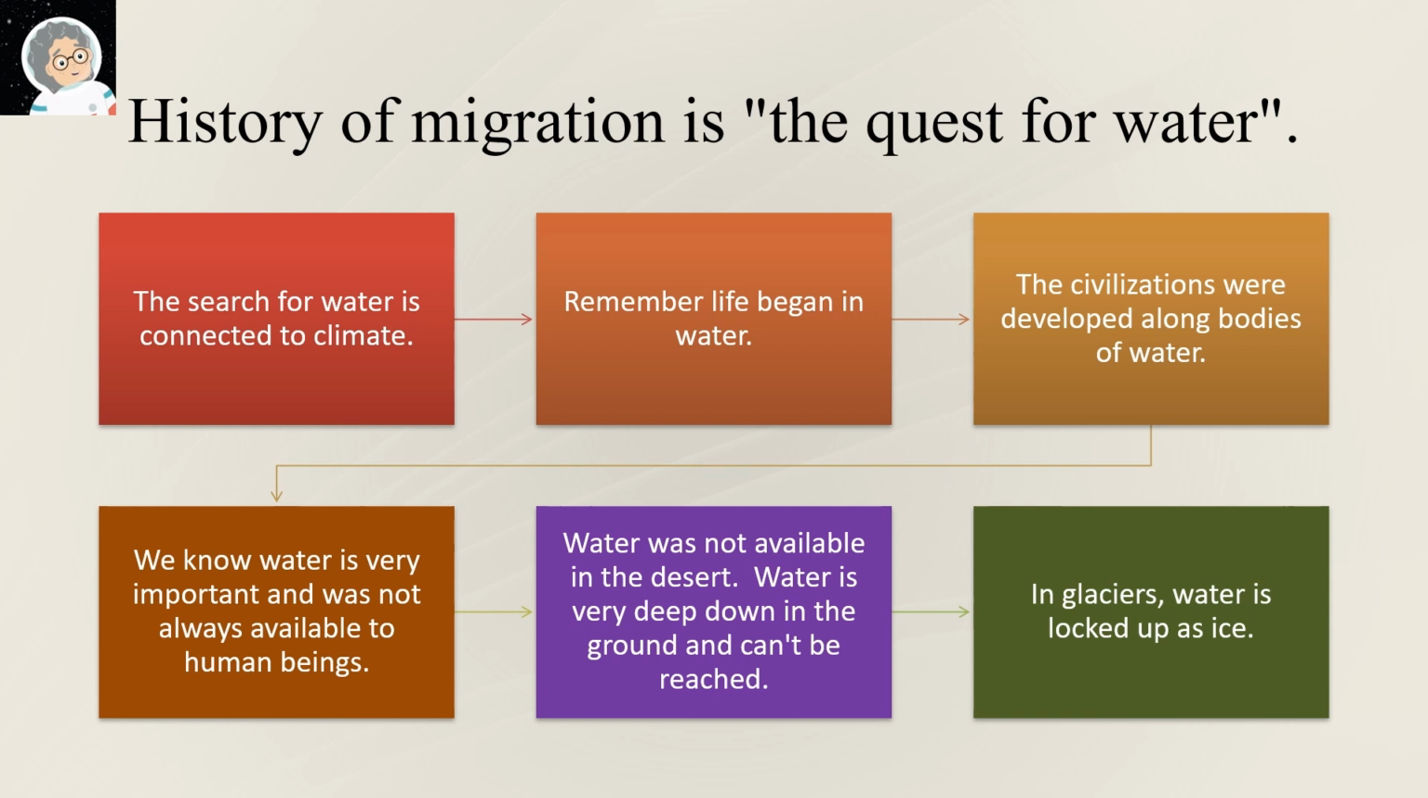History of migration is the quest for water. The search for water is connected to climate. Remember, life began in water. The civilizations were developed along bodies of water. We know water is very important and was not always available to human beings. Water was not available in the desert. Water is very deep down in the ground and can't be reached. In glaciers, water is locked up as ice.